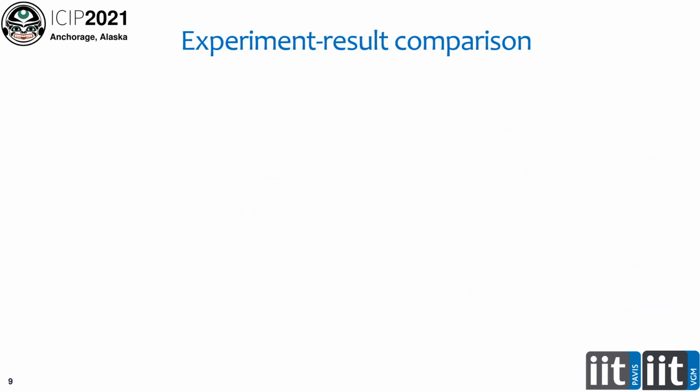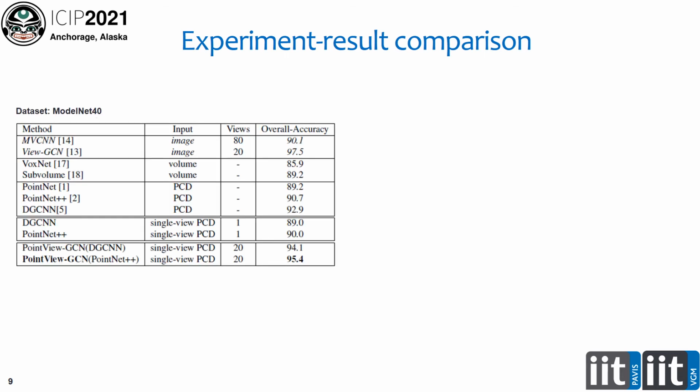We compare PointView-GCN against a range of state-of-the-art methods for shape classification. Regarding ModelNet40, PointView-GCN outperforms the best performing state-of-the-art method with 3D data, which is DGCNN, by 2%, while approaching View-GCN, which has access to multi-view image data with more fine-level details of an object.